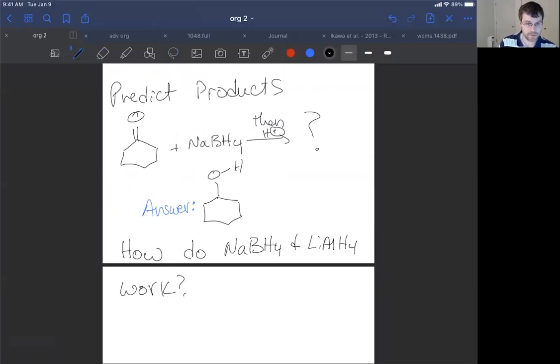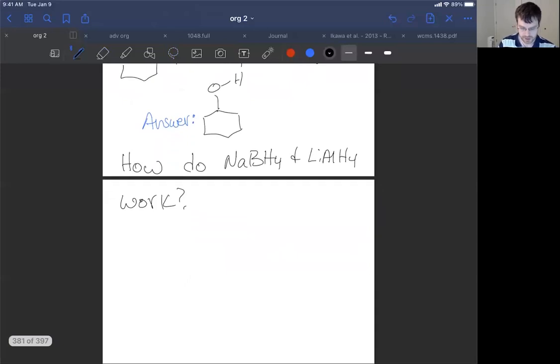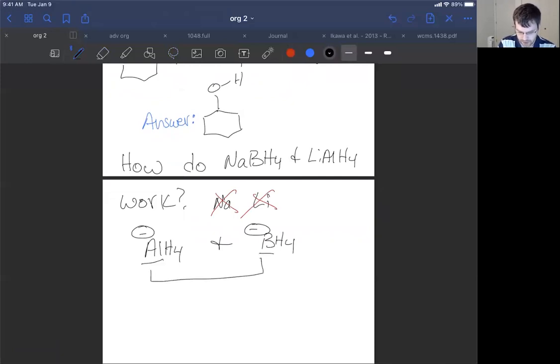Okay, so the way these things work is we first have to consider that we have counterions attached to these. So let's cross out the Na and the Li. They are just counterions. If we do that, we get a structure that's AlH4 negative on the aluminum and BH4 negative on the boron. Both of these, aluminum and boron, are group 3 elements. These are very awkward elements because when they have an octet, they're negatively charged.